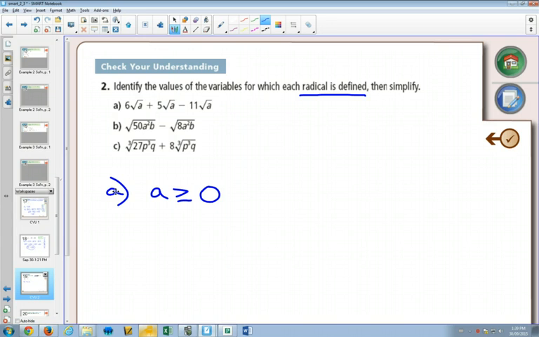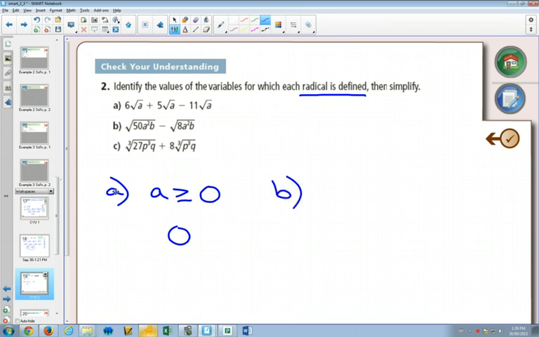Then as far as simplifying, they're already as mixed radicals. 6 root a's plus 5 root a's would be 11 root a's, minus another 11 root a's, and you get nothing. So that one simplified is 0.